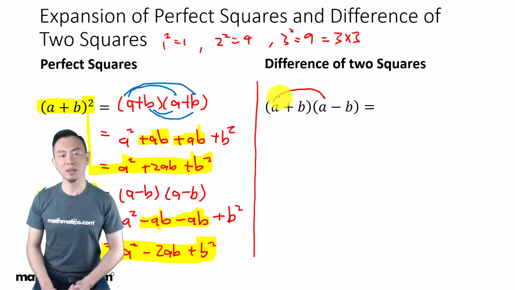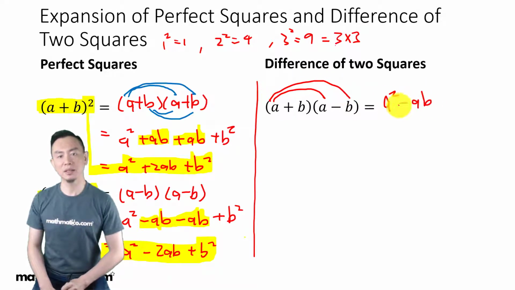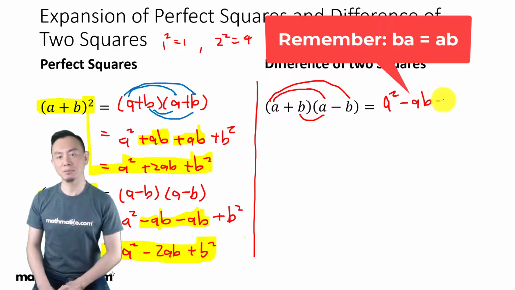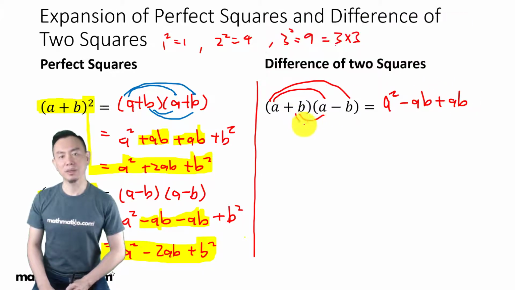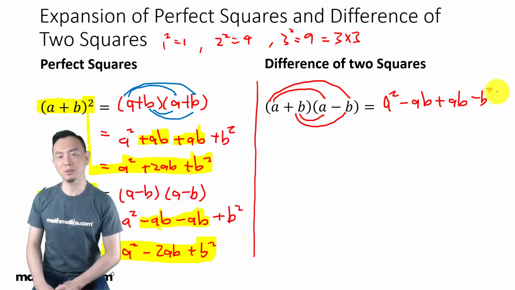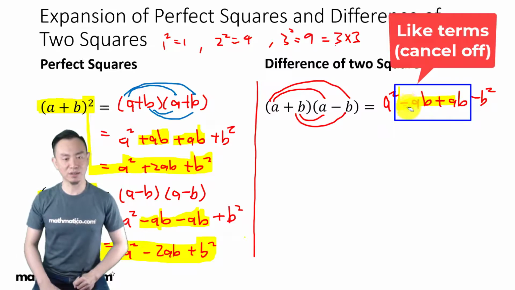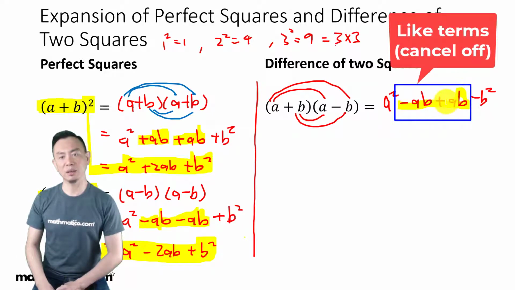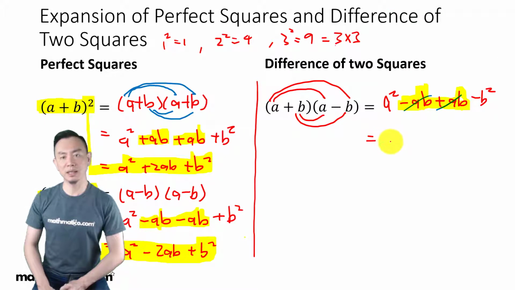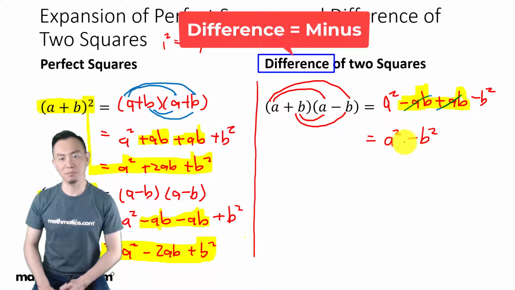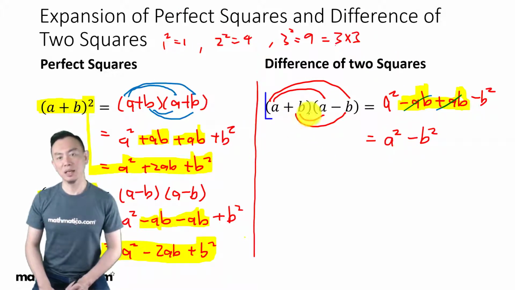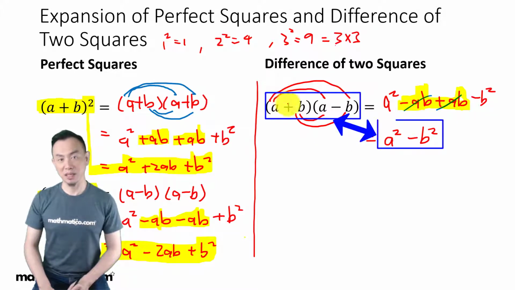A times a is a squared. A times negative b is minus ab. Positive b times a is positive ab. And then b times negative b is minus b squared. And you have this minus ab plus ab. These two will cancel off because one is negative and one is positive. And as a result, you will get a squared minus b squared, which is why it is called the difference of two squares, okay? A squared minus b squared. Yeah, so (a plus b)(a minus b) is going to give you a squared minus b squared.